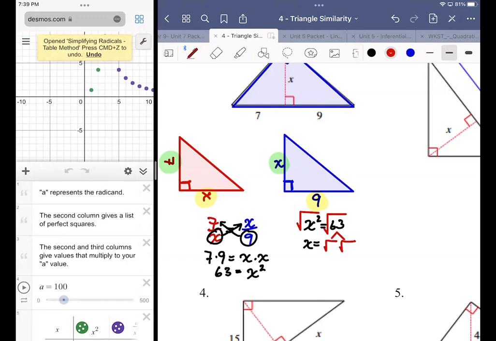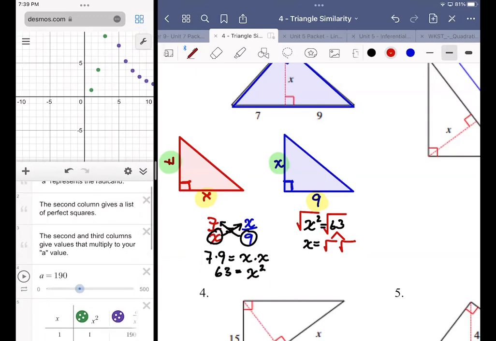All right, so if you struggle with simplifying radicals, this might be helpful. Well, it should be helpful. So the A, you see I have a slider for A. That A represents the radicand. And again, a radicand is the number under the radical. The second column gives you a list of perfect squares. The second and third columns give you the values that multiply to your A.